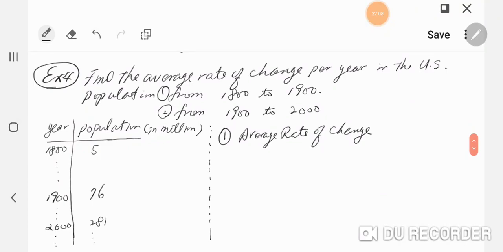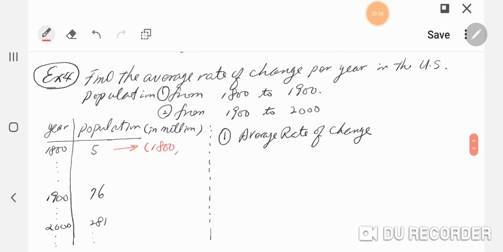So example 4. Find the average rate of change per year. So every year, what is the population change? So the average rate of change per year in the U.S. population, number one in exercise 4, from the year 1800 to 1900.